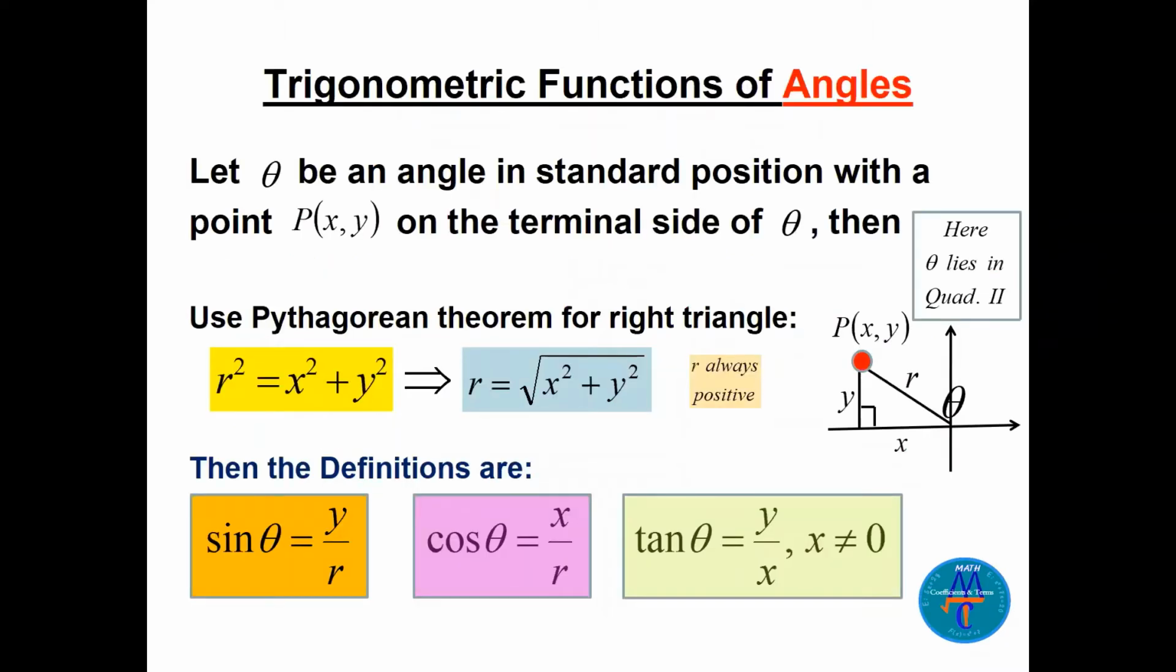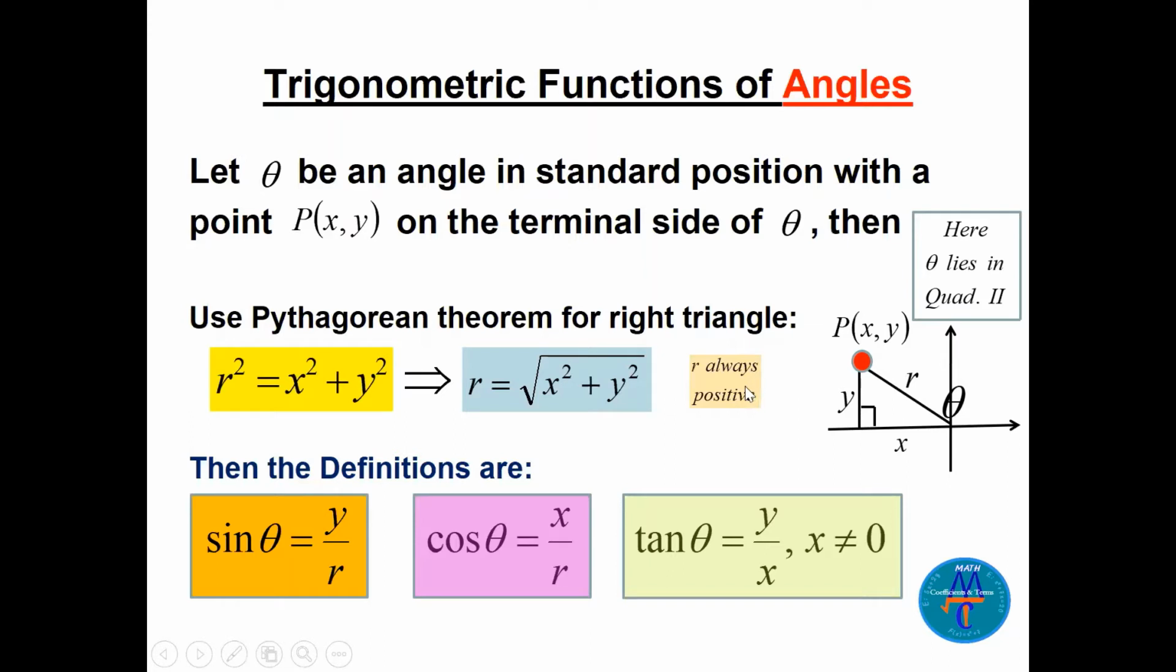Now let theta be an angle in standard position. It can be in any quadrant. It can be quadrant 1, 2, 3, or 4. In this one here, theta is in quadrant 2. So we can draw a triangle. Okay, so this is angle theta.